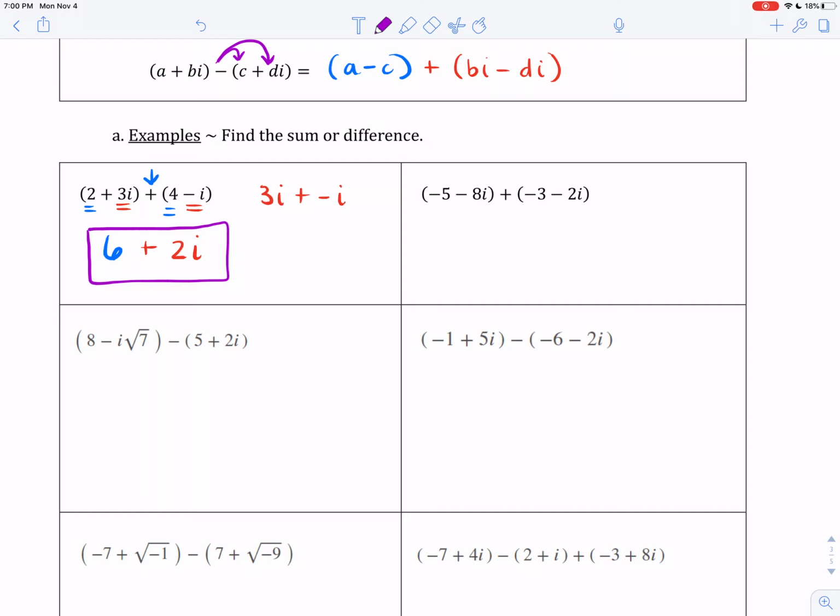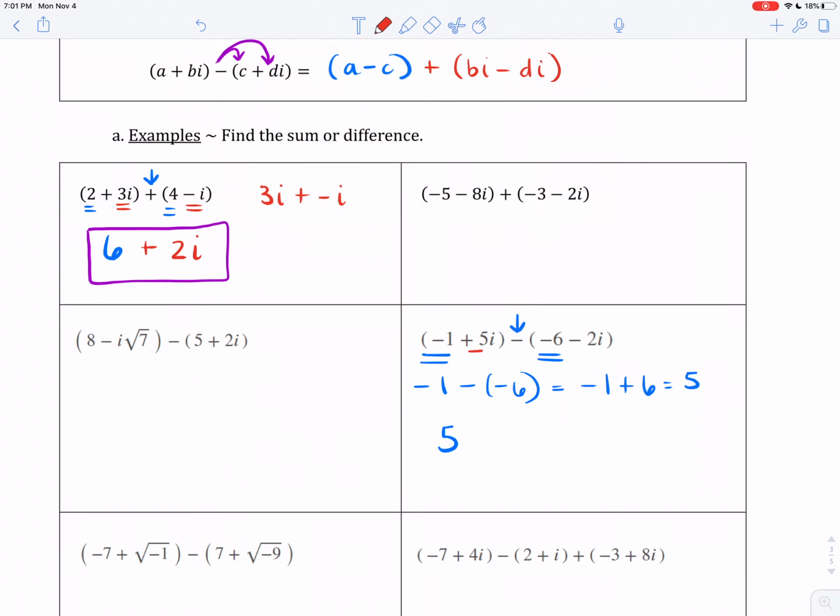All right, so let's look at a subtraction. Over here I see that I'm subtracting. And so again, I'm going to take the real parts first, and I'm going to subtract those real parts. Now be careful with your signs here. You've got -1 minus -6. Essentially that's like -1 plus 6, which means the real part here is going to be +5.